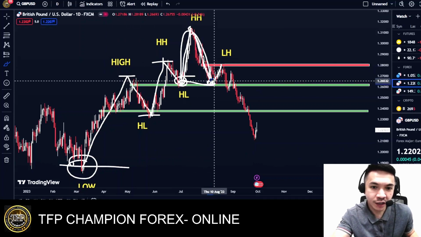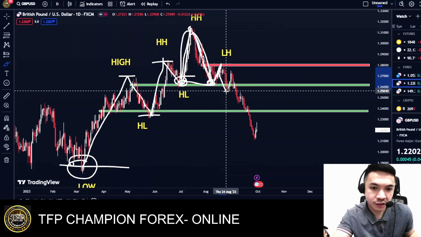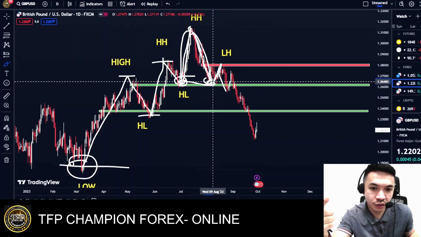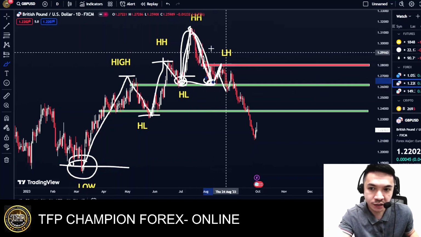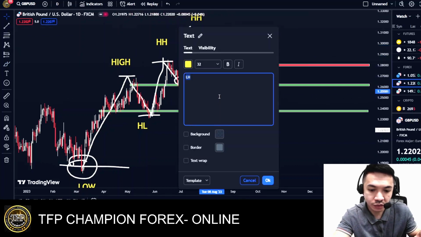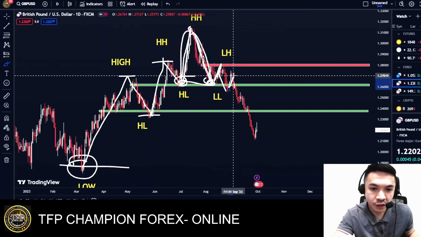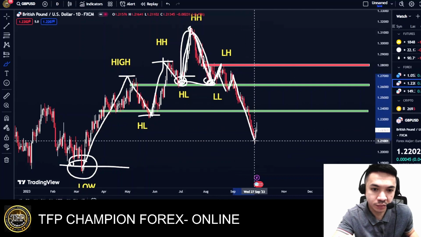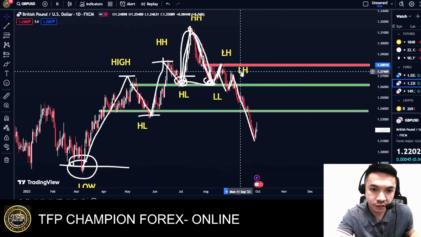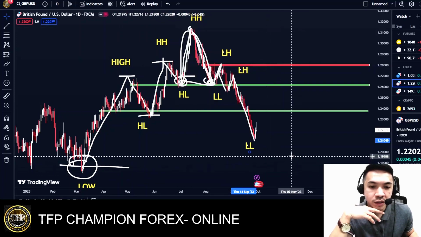Unfortunately, pagdating sa higher high, ano nangyari? Nagkaroon naman siya ng lower high. And then nagkaroon ng lower low. Ibig sabihin, yung dating low, mas mababa na. Lagyan lang natin. Lower low, and then another lower high. Kung makita nyo yung trend, ulusok pa baba. So, that serves as your lower high or low.